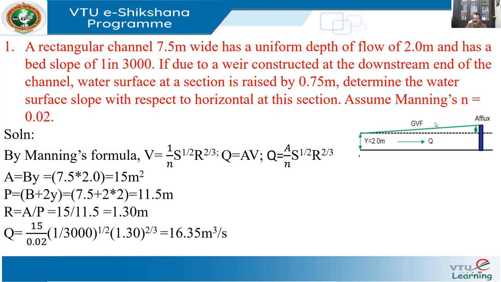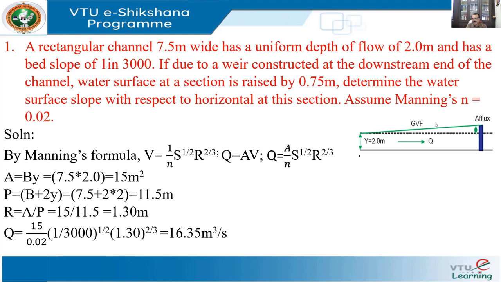Similarly, find the wetted perimeter. What is wetted perimeter? Wetted perimeter P1 is equal to B plus 2Y1. B is 7.5 meter given in the problem and Yn is 2. Therefore, 7.5 plus 2 into 2, your perimeter works out to be 11.5 meter. So, A1 is 15 meter square, P1 is 11.5 meter.